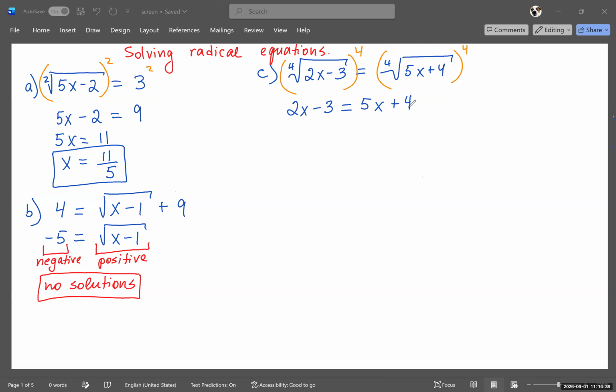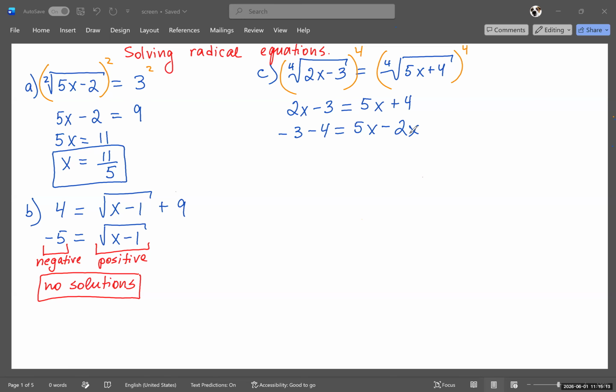Now to solve this particular linear equation where the x's are on both sides of the equal sign, you have to put the x's on one side of the equal sign. So I'm going to move all the numbers to the left and all the x's to the right. Negative 3 minus 4 equals 5x minus 2x. Every time you move one number from one side of the equal sign to the other side, if the number was positive, it will become negative. If the number was negative, it will become positive.